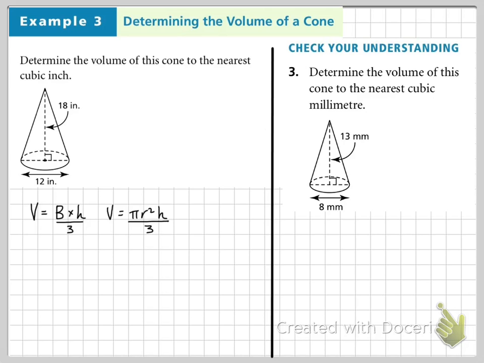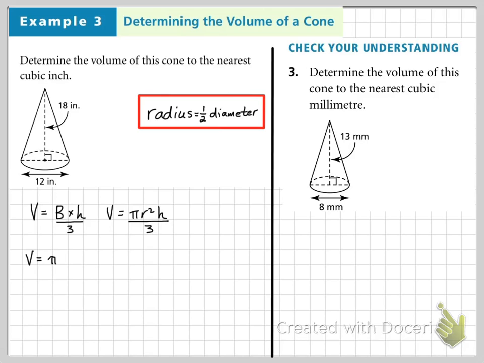Next, we're going to plug our numbers in. We're going to use the value of pi from our calculator. So it's going to be, well, the radius, as we said, is half the diameter. So it's going to be pi times r squared, which is 6 squared, times the height, which is 18. All of that is going to be divided by 3. And that is going to give us a value of 678.58, or 679 cubic inches.